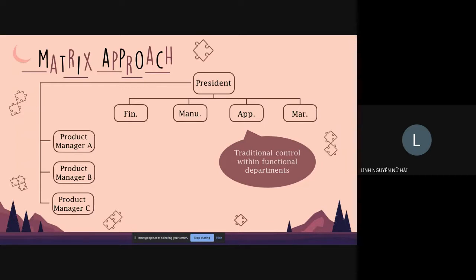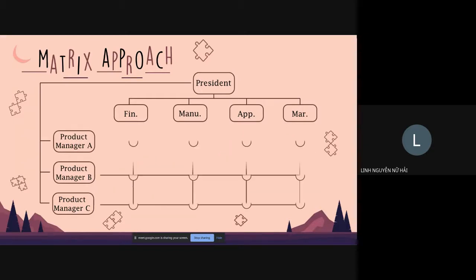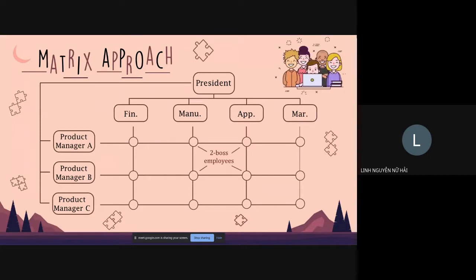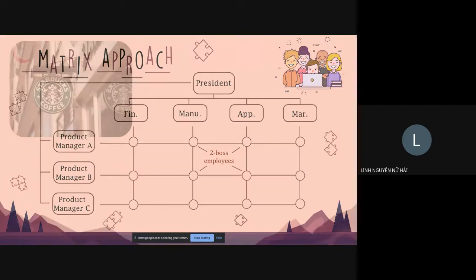The red boxes are called matrix bosses, who are responsible for one side of the matrix. These two systems combine and create a matrix that give equal emphasis to both functional and divisional lines of authority, where employees report to two managers simultaneously, and then they are named as two boss employees. To exemplify the structure, let me bring you Starbucks.